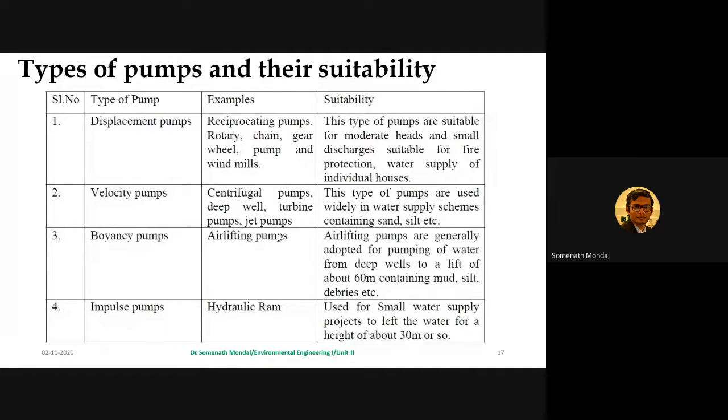Fine. And next is impulse pump. So I told that impulse pump is one sort of miscellaneous pumps which we discussed. So one such type of impulse pump is hydraulic ram, and this is used for small water supply projects to lift the water for a height of about 30 meter or so. So if we want to lift it for a lower height, we can use the impulse pump.